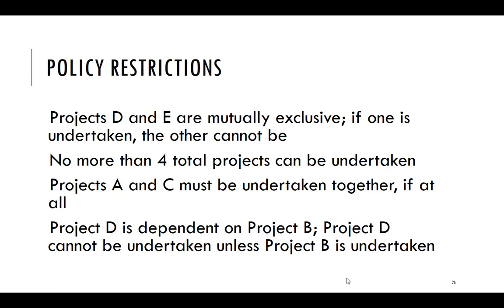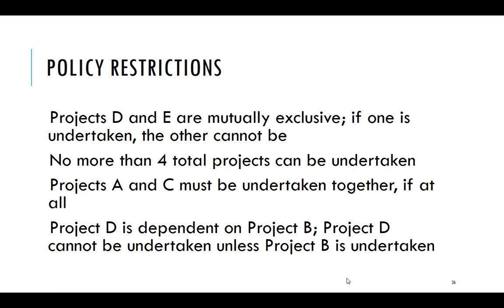That's different than the last policy restriction that we have, which is project D is dependent on project B. So project D cannot be undertaken unless project B is undertaken. So what that means is D can only start if project B starts. If project B starts, it does not mean that project D must start, just that it can, it's available to. So these are restrictions, so these 4 will be constraints to our model. So we'll look at how to use our variables to create the constraints for these.